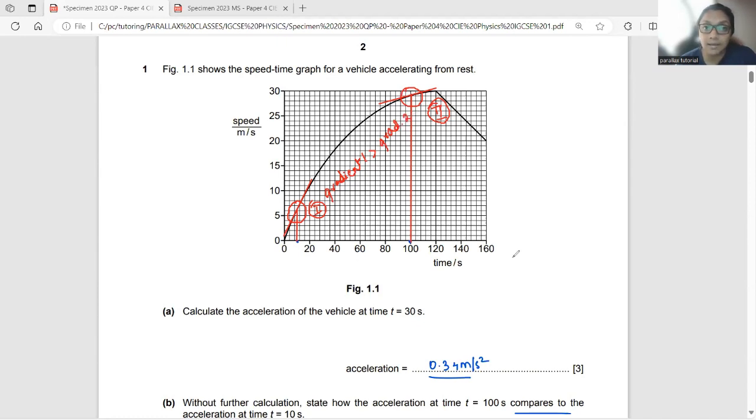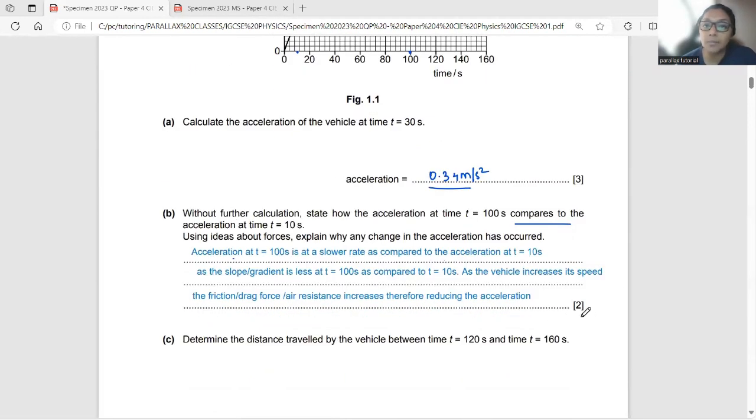Or you can say that acceleration at 10 seconds is greater than the acceleration at 100 seconds, right? So therefore, how do you write down the answer? First, have a look at the number of points it carries. So it carries 2 points. So 2 solid points for these, right?